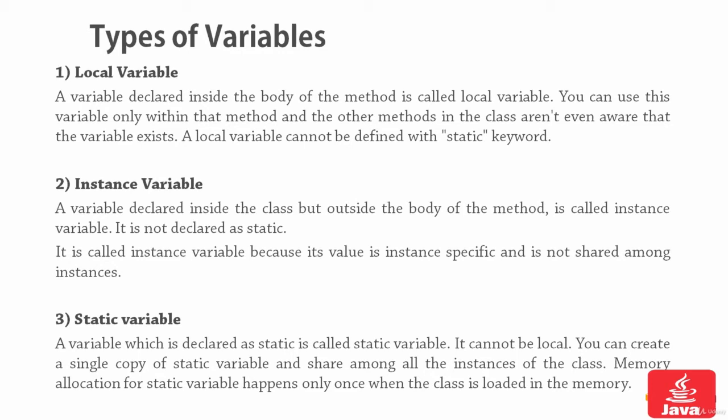We have instance variables that are declared inside the class but outside the body of the method. So in any Java program, we have a class, we have a function or method. Outside the main method or any other method, the variables which are defined are instance variables. We are going to learn about these things. They are not declared as static, then they are considered instance variables.